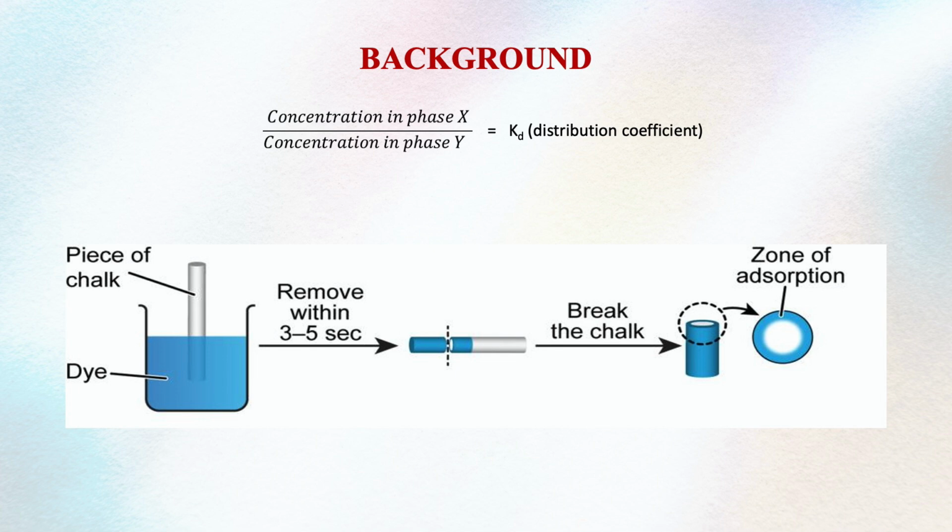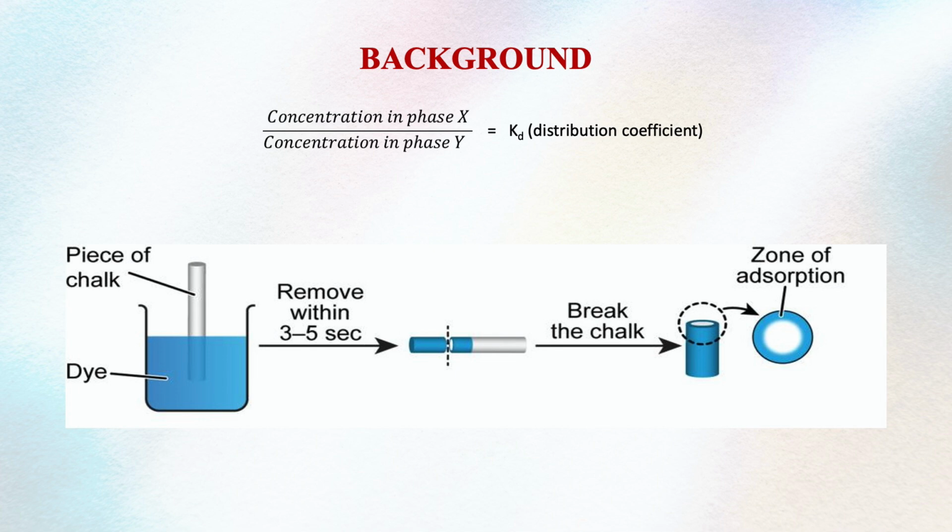So for analyzing the separation, we are going to use a factor that is called the distribution coefficient. You can see in the equation here, this distribution coefficient is represented as concentration in phase X by concentration in phase Y. So you can say phase X is the stationary phase and phase Y is the mobile phase. That means the separation of molecules in between these two phases is represented with the distribution coefficient equation.